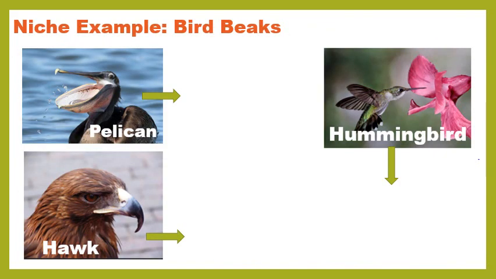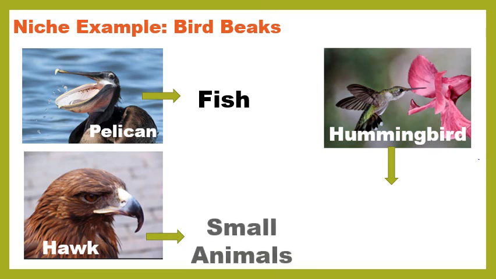Another great niche example is bird beaks. Take a quick look at all of these different birds. I've got a pelican, a hawk, and a hummingbird. First observation: they're all birds, but their beak, or kind of like the nose of the bird, looks really, really different. That's because they're going to eat different things and live in different parts of the ecosystem. A pelican is like a water bird. It eats fish. It's got that bill that extends out like a bucket so it can swoop up water and hopefully get some tasty snacks.